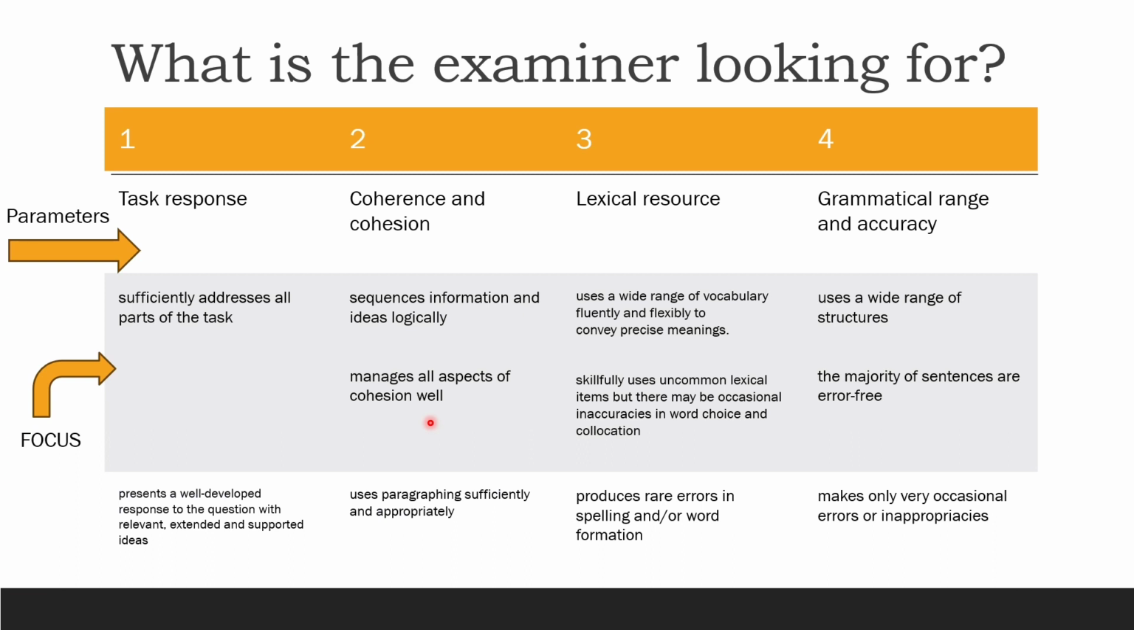You have written a relevant topic sentence, relevant example to justify your point, and it's not like very big paragraphs unnecessarily. You're writing to the point. You're using the paragraphing sufficiently and appropriately. It means that if the question requires you to write three body paragraphs, then you have written three body paragraphs. And if it requires only two body paragraphs, then you are providing just two paragraphs along with your introduction and conclusion.